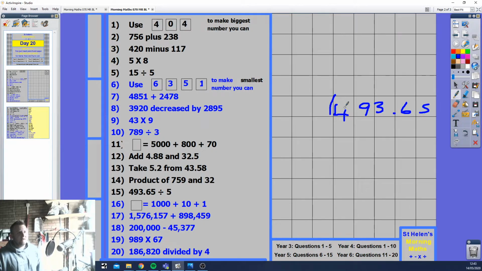Okay, and then we've got 493.65 divided by 5. Now, I really hope that it will go into that 5. But when you've got decimals, you can't have a remainder answer. So you just have to have a decimal answer. Just put your decimal in there and then do everything exactly as normal.